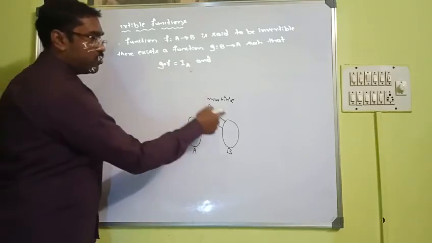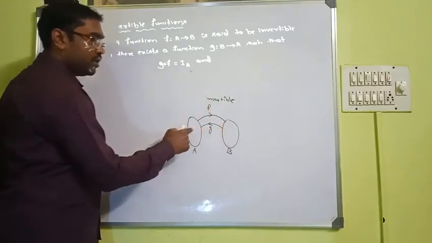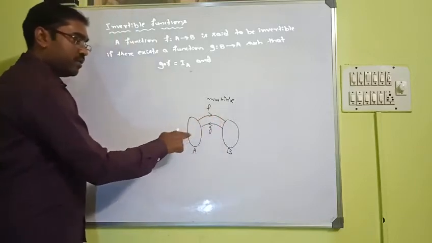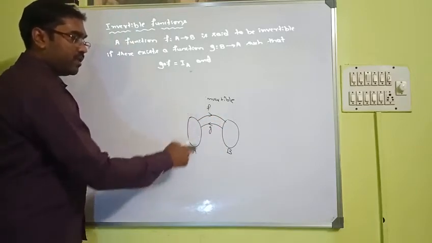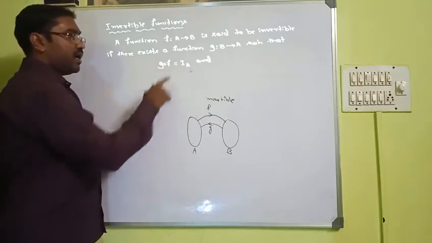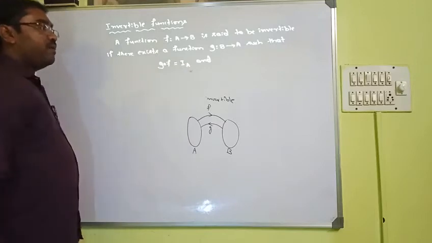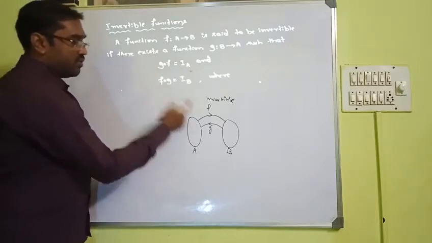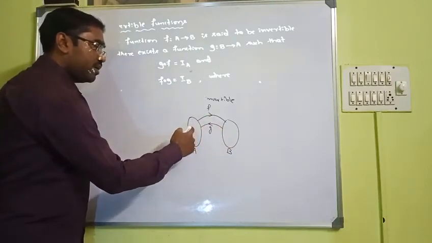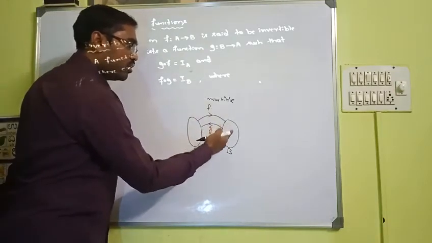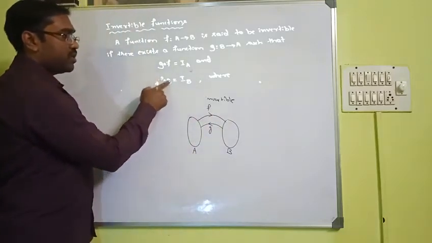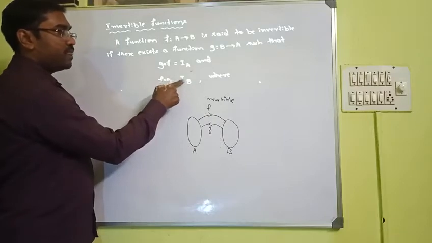f will take A to B, then again g will take B to A. So finally it is A to A only, going and coming. So that's why we are calling it the identity function on A. If you consider first g from B to A, then again f from A to B, so it is B to B. So if you take the composition in this form, it is the identity mapping on B.